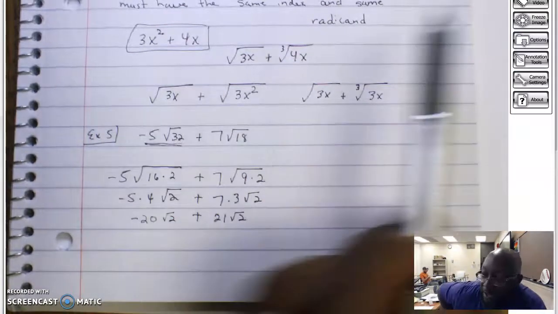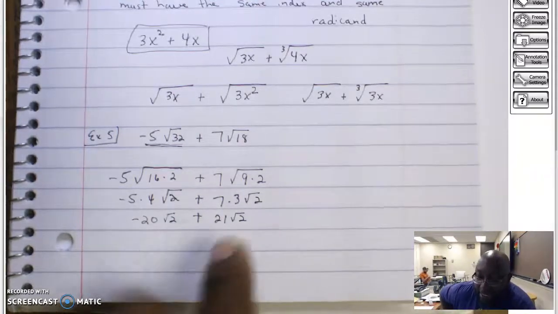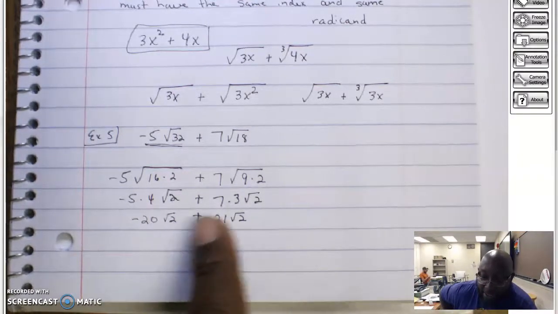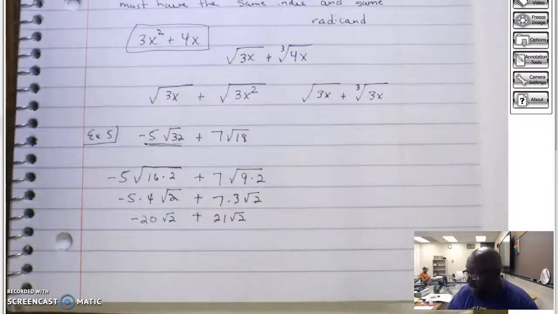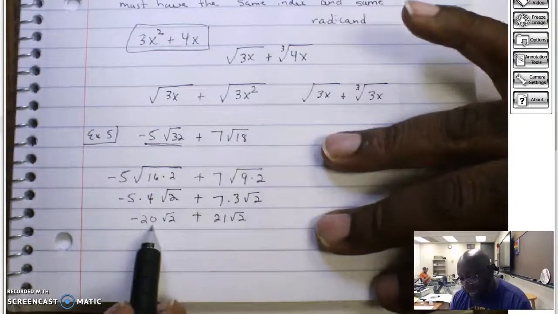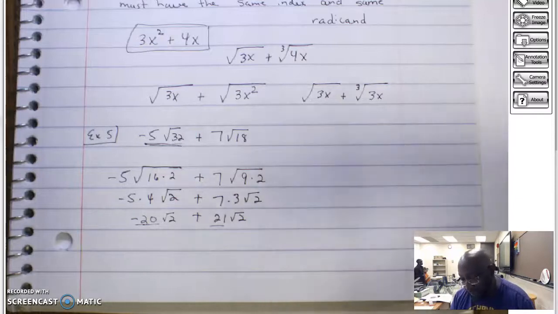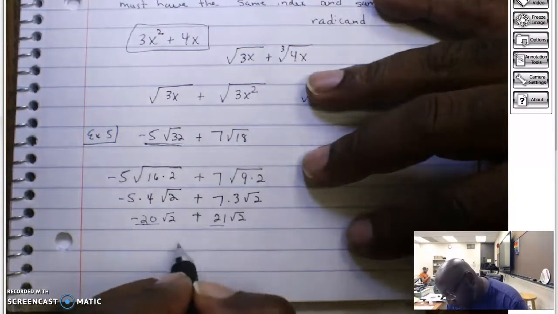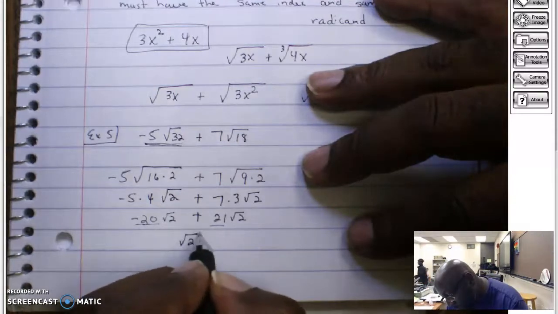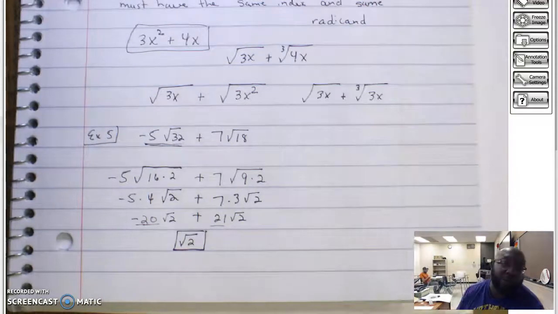Now, think about the must-haves that we have to have in this problem. In order for us to combine these, it's got to have the same index and the same radicand. They both have the same index and they both have the same radicand. So what I can do is I can add these coefficients, and we put this together. This is -20 plus 21. That's 1 the square root of 2. We don't write 1s on the outside of the radicals, so it's just square root of 2.